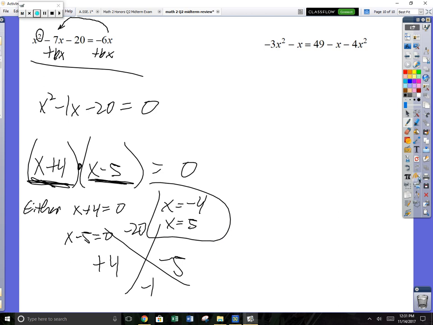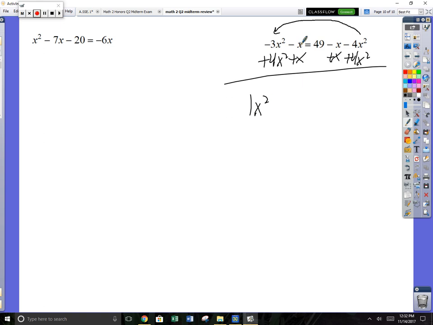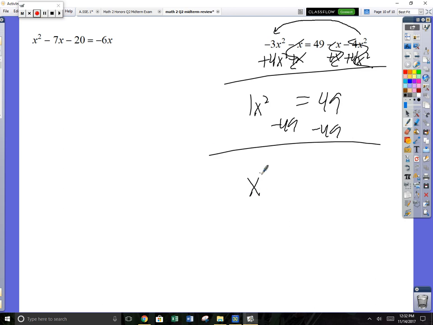Okay, last one. Let's move this over. So let's add 4 squares, and let's add x and add x. And that will give me 1x squared, and that is a 0. Those are 0, that's a 0. So I got 49. So minus 49, minus 49. So I got x squared minus 49 equals 0.